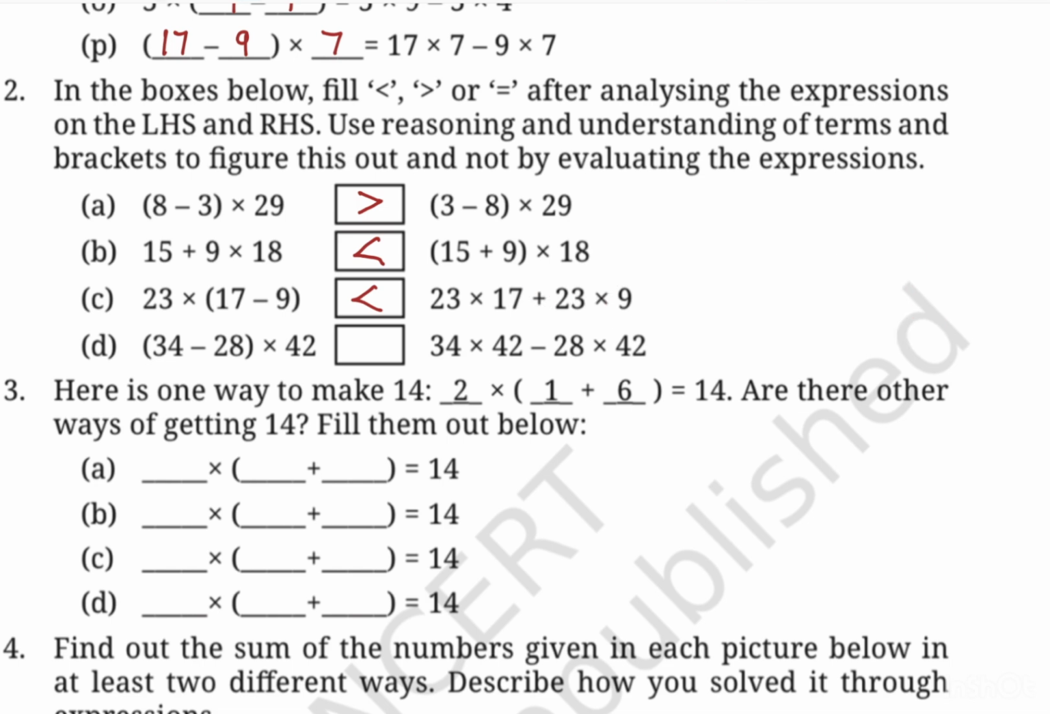The fourth question, 34 minus 28 multiplied by 42. Here 34 multiplied by 42 minus 28 multiplied by 42. 42 is common. So 34 minus 28 multiplied by 42 is the expression. So which is same. So the sign will be equal to.